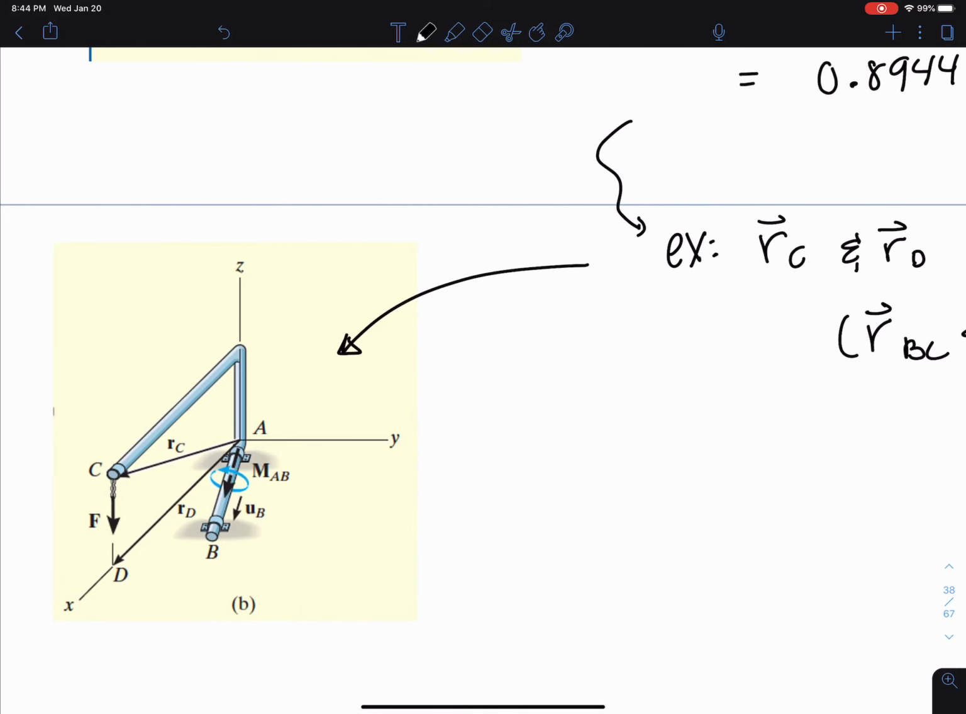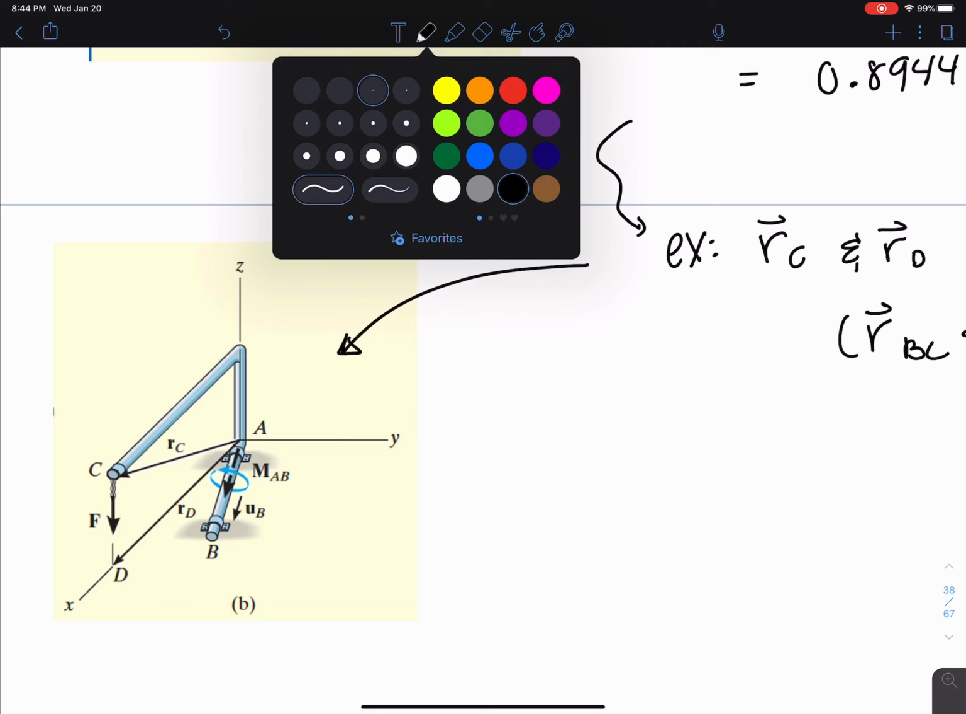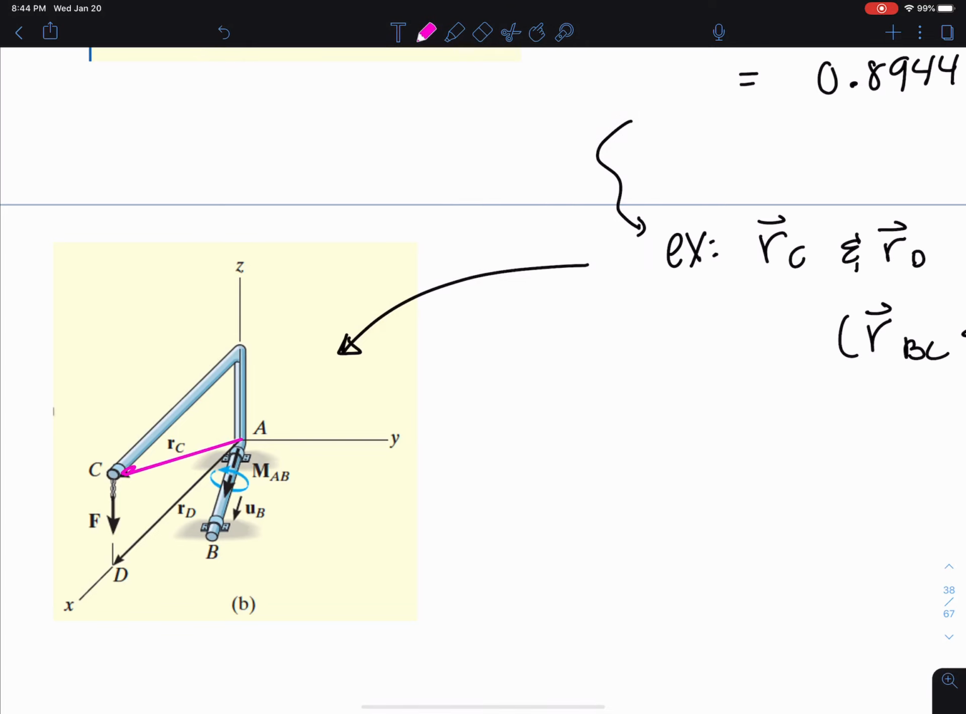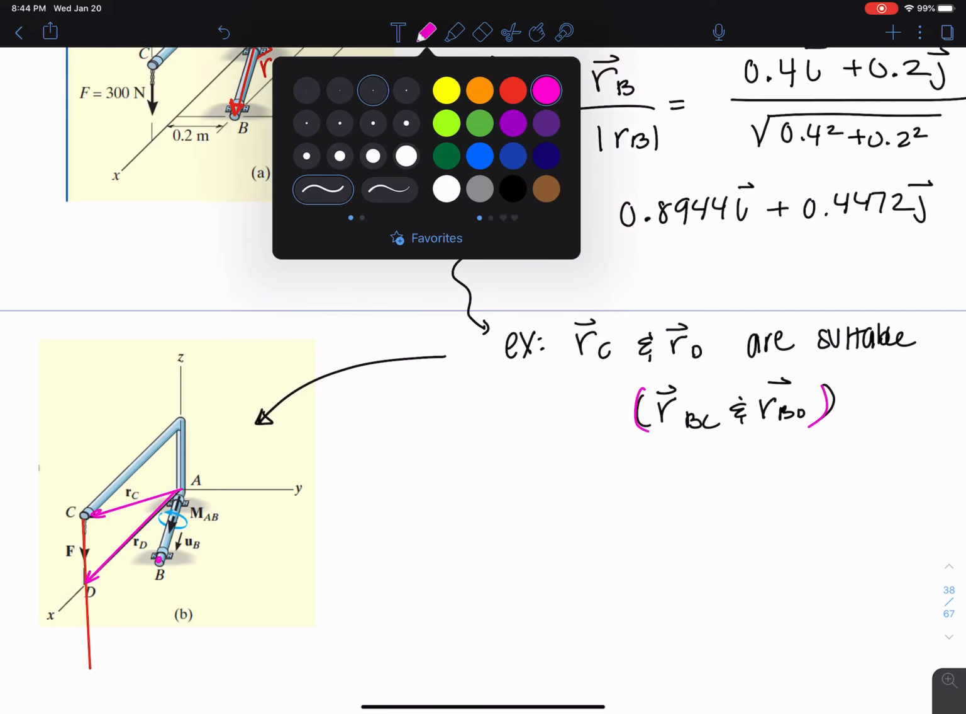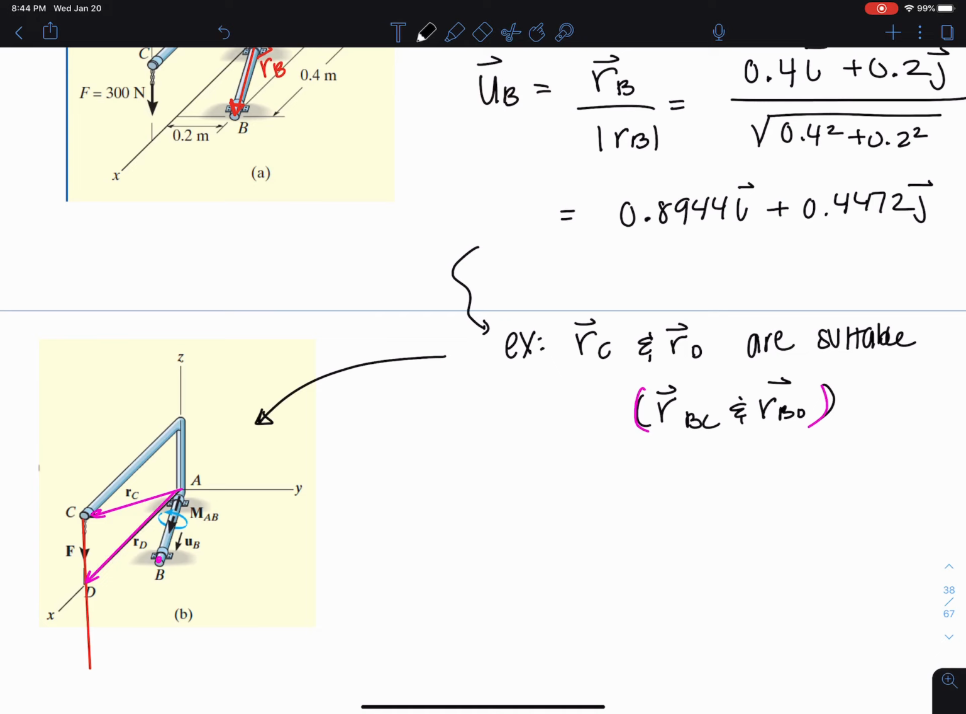It doesn't matter. You can use any position vector from point A directed to any point on the line of action of the force. Remember, this is the line of action of the force. I can use any of these pink position vectors that I want to use, and I can get the correct answer here. I can also go from point B to C and point B to D. That's what I have in the parentheses here. So use whichever one of those that you want to use and you'll get the right answer.